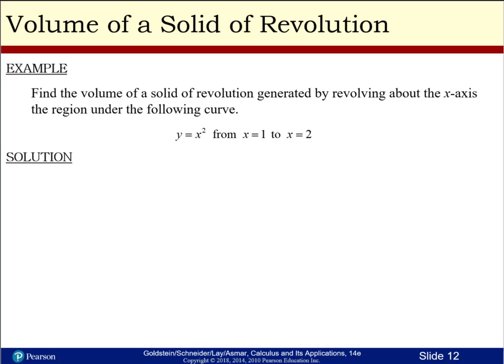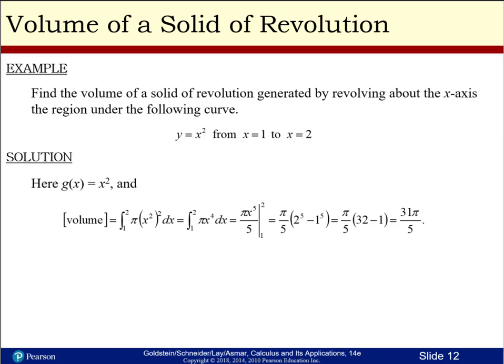So find the volume of the solid of revolution generated by revolving about the x-axis the region under the following curve, y equals x squared from x equals 1 to x equals 2. Now here g of x is x squared, and we can say that the volume equals the integral from 1 to 2 of pi times our function squared, and our function is x squared, so that'll be x to the 4th. We'll take that antiderivative, that'll be x to the 5th over 5. We'll multiply that by pi and evaluate from 1 to 2, and we get that the answer is 31 pi over 5. And that's all we have for the applications of the derivative.